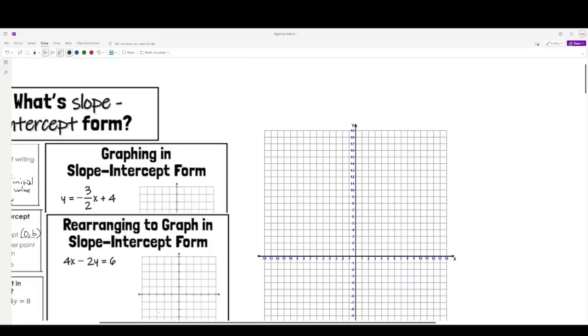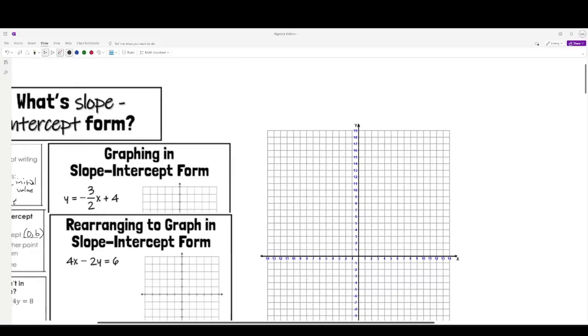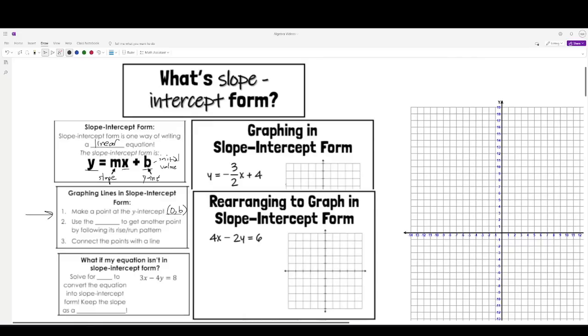So step 1 was to plot the y-intercept at (0, b). So I have 4 as my y-intercept here, so I'm going to make a point at (0, 4). So that's right here on my new graph. Step 2, so we did step 1. Step 2 is use the slope, so m, or slope, to get another point by following the rise and run.